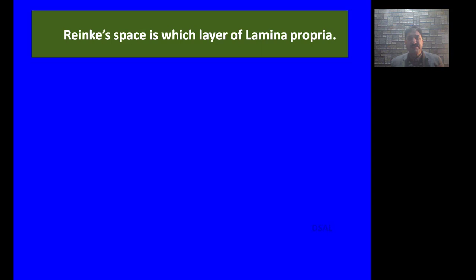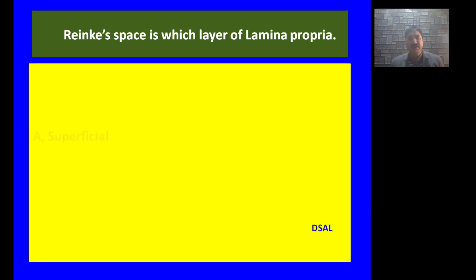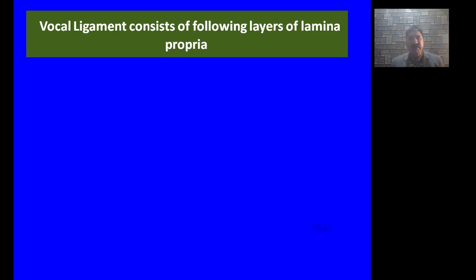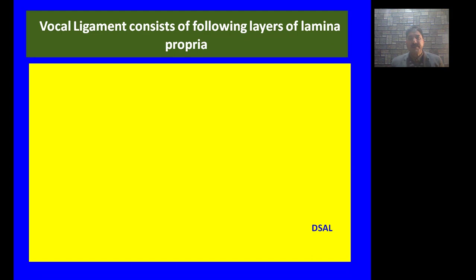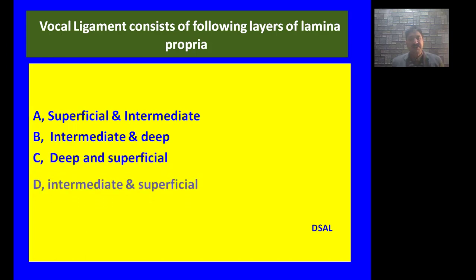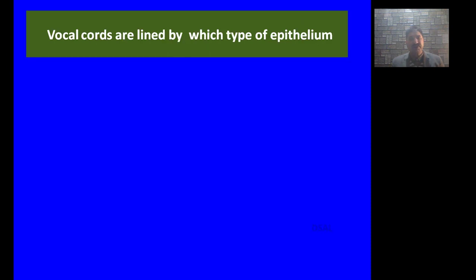Reinke's space is which layer of the lamina propria? Superficial, intermediate, deep, and B. It is the outer or superficial layer of the lamina propria. Vocal ligament consists of the following layers of lamina propria: superficial and intermediate, intermediate and deep, deep and superficial, intermediate and superficial. B is the correct option.